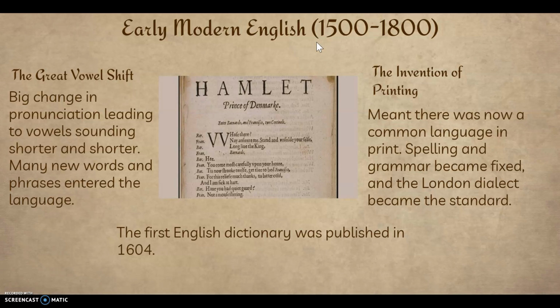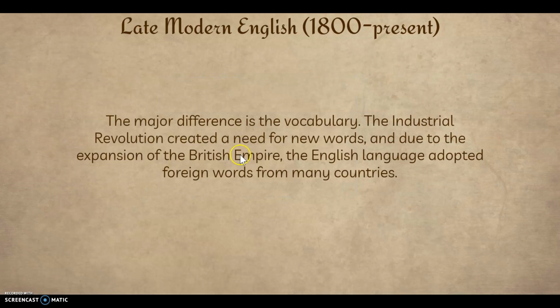Also, the printing press was invented, which meant that there was now a common language in print. So spelling and grammar became fixed. The London dialect becomes the standard dialect. And the first English dictionary was published in 1604, which obviously revolutionized a lot of the spread of the language. If you didn't understand a word, you could look it up in the dictionary, and that helps the language grow.